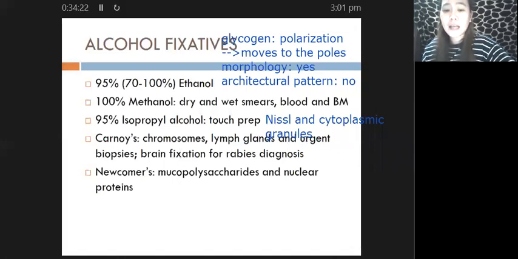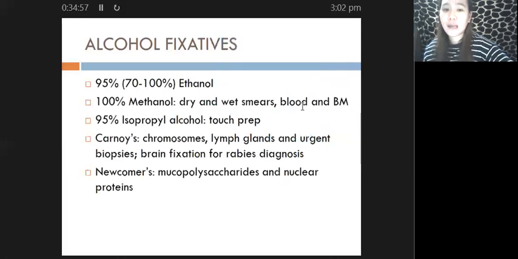Another, the second to the last, we have your Newcomer's fluid. Your Newcomer's fluid is utilized for the demonstration or the fixation of mucopolysaccharides and your nuclear proteins. Again, in addition to all of this, do not forget your Gendre's fluid or your alcoholic formalin, which is utilized for the fixation of sputum samples. So those are the different alcohol fixatives that we use in the laboratory.